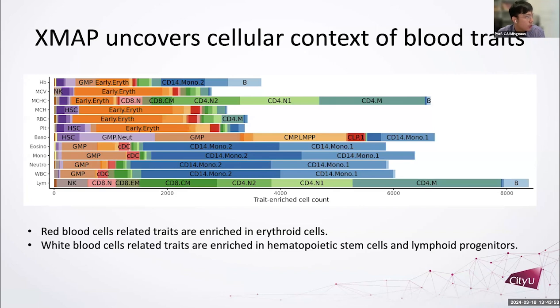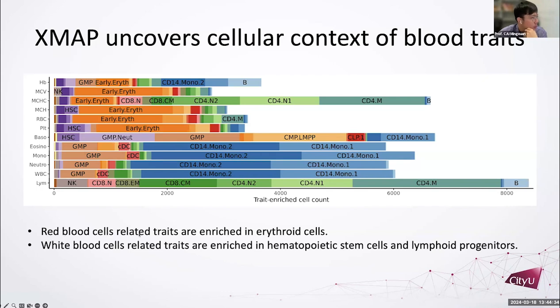Okay, and lastly, we try to apply our method to identify the cellular context of blood traits, because there are many single cell data sets of blood cells, so it's easier to verify the reliability of fine mapping results with blood traits. So we apply XMAP to a bunch of blood traits, obtain their corresponding putative causal SNPs, and look at the enrichment of those putative causal SNPs in different cell types. Okay. And we actually find the result is quite promising.